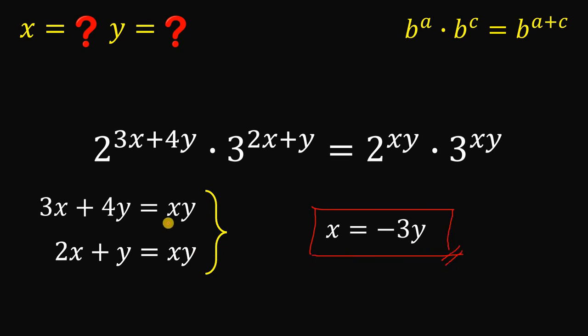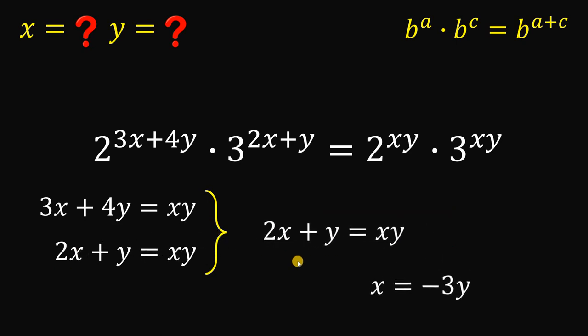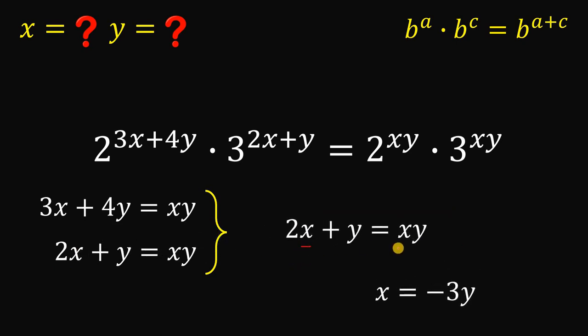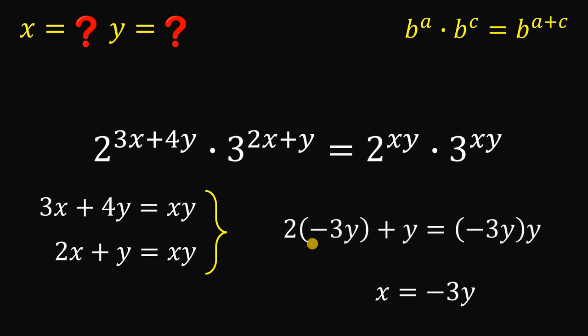So what we're going to do here is choose one of these equations and solve for the value of y. Now, let's use the second equation because we only have 2 as its numerical coefficient. So this is simpler than the first one. Now what we're going to do is replace all of this x by negative 3y. So we have 2 times x, or negative 3y, plus y equals x, or negative 3y, times y.